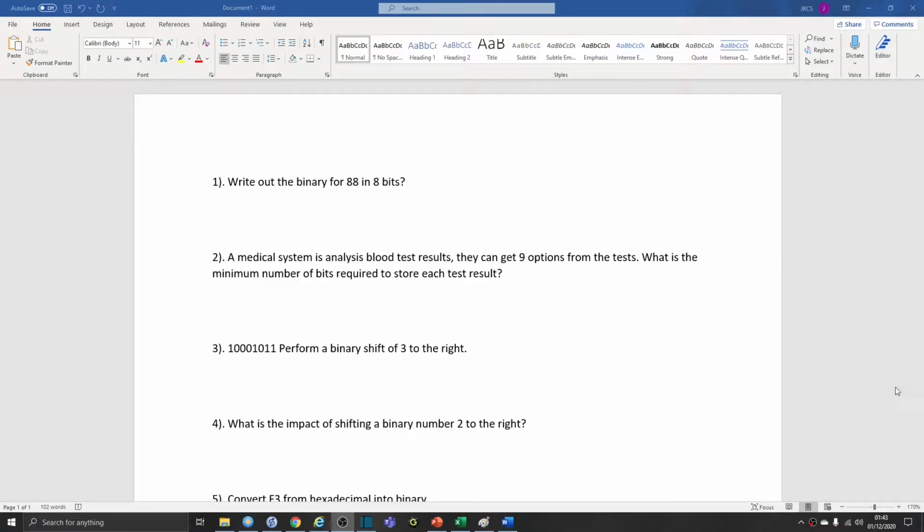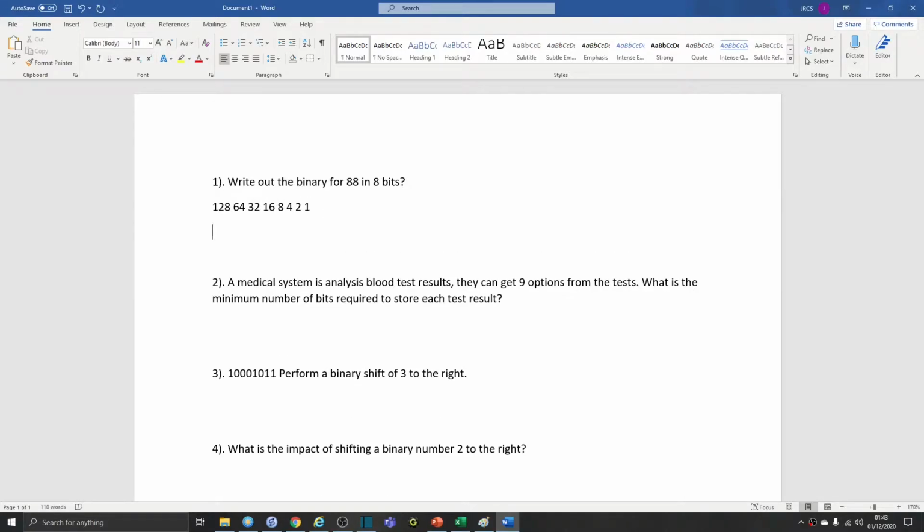Right, I'm going to power through these questions because quite a lot of them are very similar to the instruction video and they're really a lot of maths. So first one here, write out the binary for 88 in 8 bits. So you should be able to confidently do all this now.